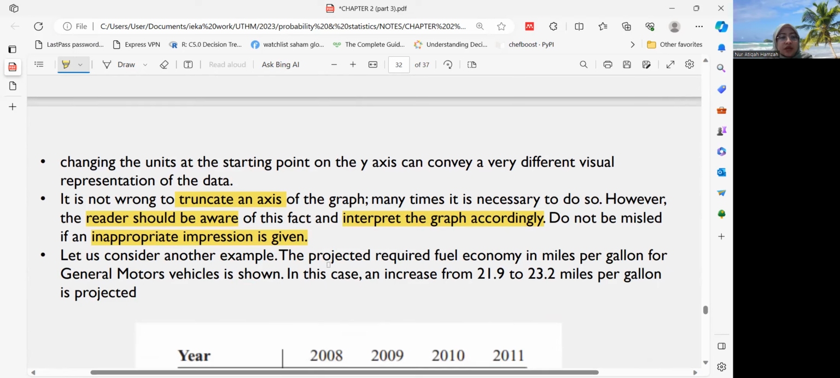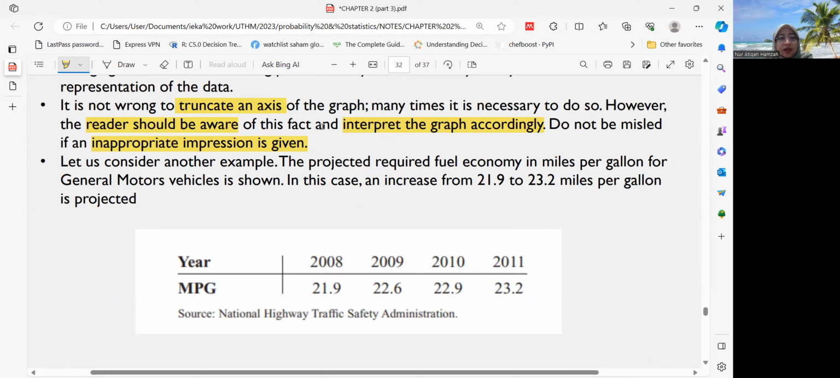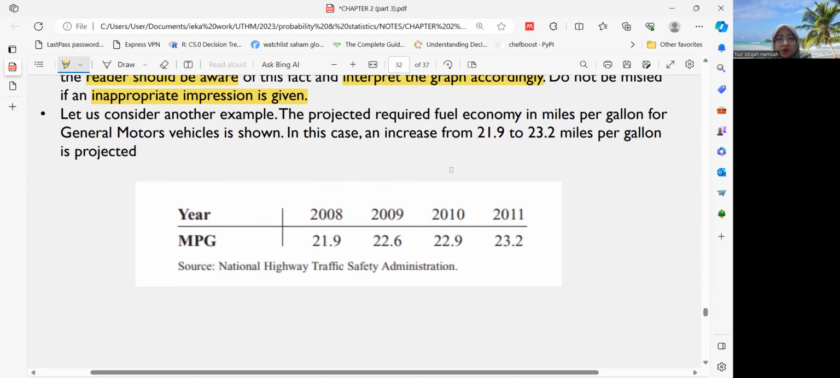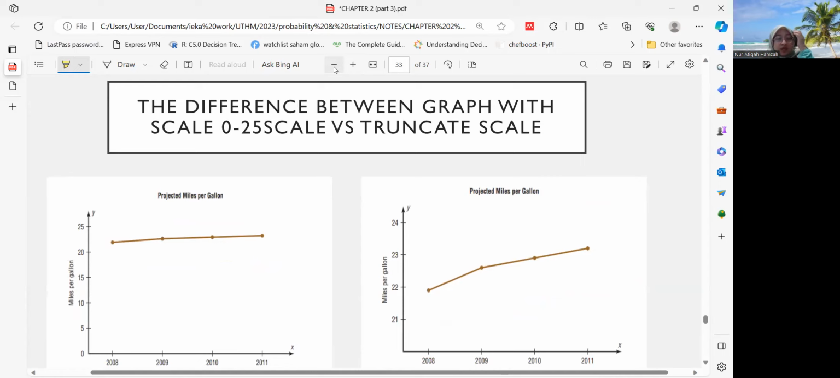Okay. Let us consider another example. The projected required fuel economy in miles per gallon for General Motors vehicles is shown. So in this case, an increase from 21.9 to 23.2 miles per gallon is projected. Okay, awak tengok graf ni. Okay. Again, an example of a truncated scale.